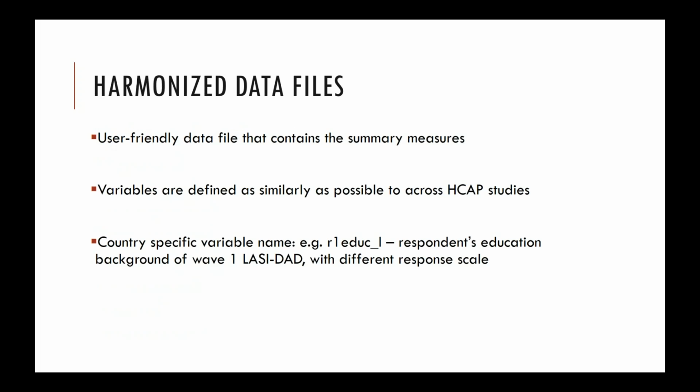So what are harmonized data files? This is a user-friendly file that contains the summary measures that are comparable across different studies. The variables are defined as similarly as possible across the studies. We use the country-specific variable name if the variable contains a different response scale or definition. For example, R1EDUC_L, where L indicates LASI-DAD. This education variable has a different response scale from other education variables in other studies, so the user will know this will be a little bit different.